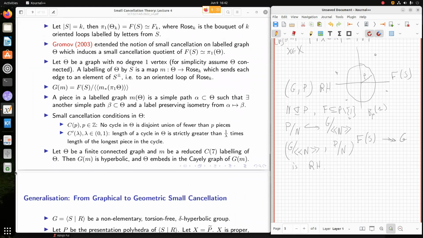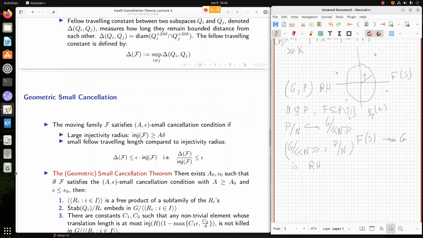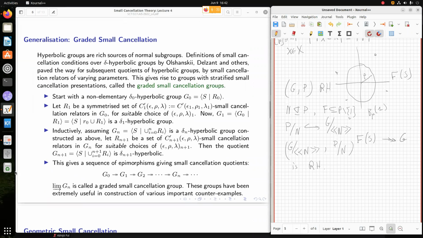And Abhijita, you asked about the graded small cancellation things, right? Yes, right. So these limit groups are not necessarily hyperbolic. In certain situations they are, but not always. There are examples of the limit being not even relatively hyperbolic. So the limits vary quite a lot, and these limits have a name.